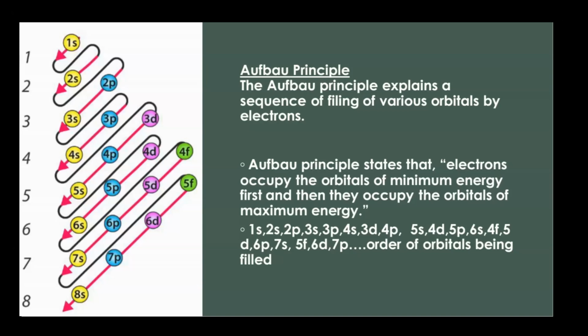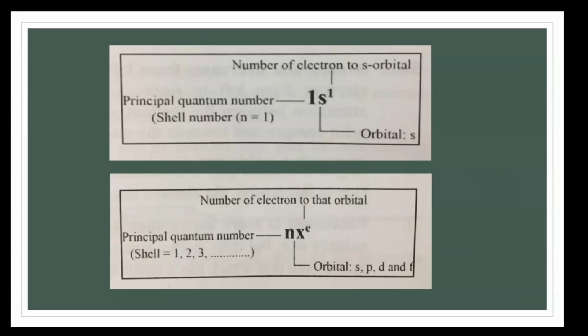So after knowing the number of electrons that can be accommodated in different subcells, like 2, 6, 10, 14, and the above principle, now we can easily write the subcell electronic configuration of elements. So how do we express it? There is a rule. You can see one formula on your screen: n x to the power e.